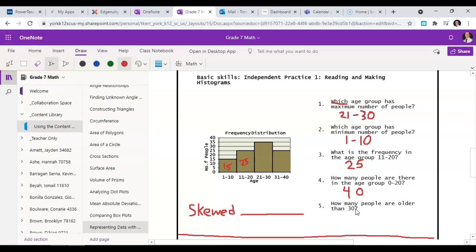Good. And then the final one here, how many people are older than 30? I'm looking for the cutoff of 30. There it is. So that's age 30 right there. So the number of people older than that would be everybody in this category, and so that would be, however many this is, 25. Good.